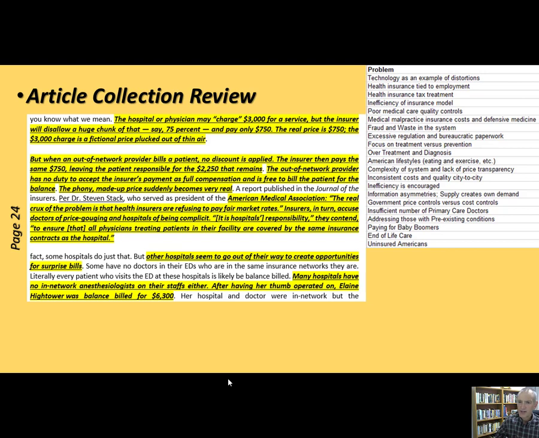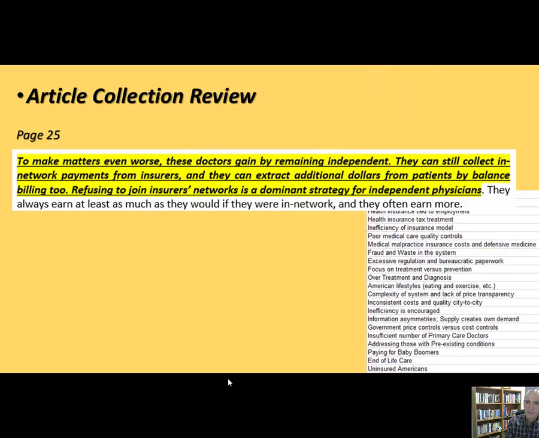They can jump between hospitals, and so they become contract labor, and lo and behold, you think you're covered and you're not covered. Just crazy stuff. So a lot here on the complexity of this system. To make matters even worse, these doctors gain by remaining independent. They can still collect in-network payments from insurers and then can extract additional dollars from their patients by balance billing. Refusing to join insurers' networks is a dominant strategy for independent physicians. It's absolutely crazy, crazy stuff.